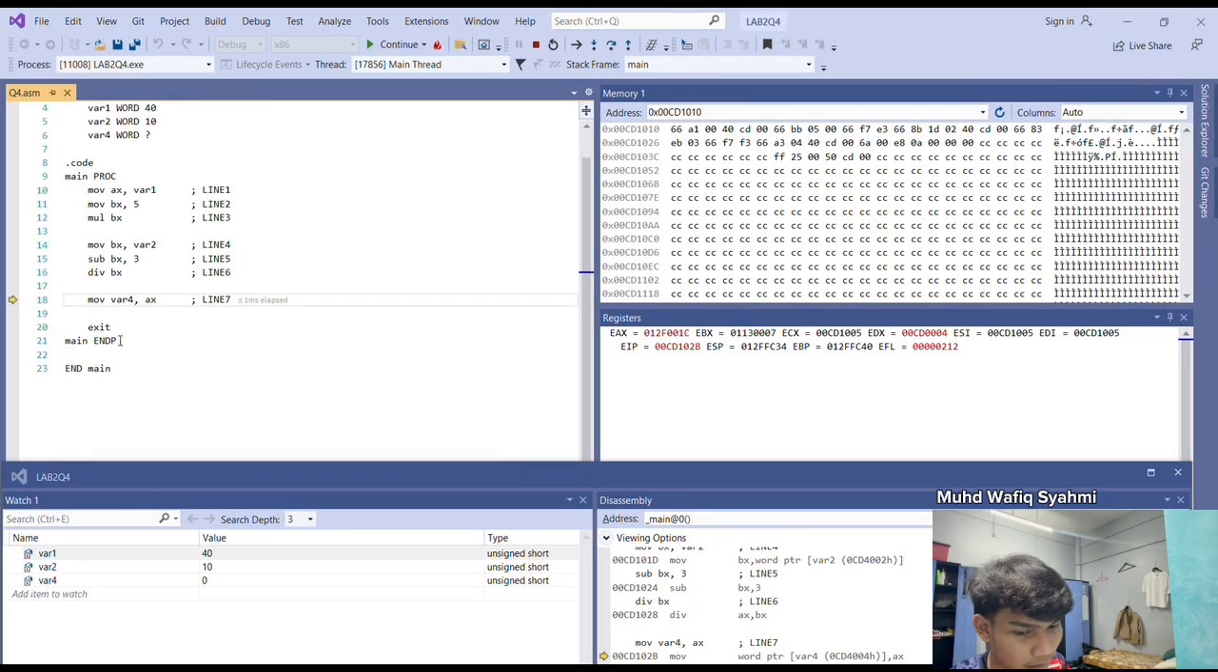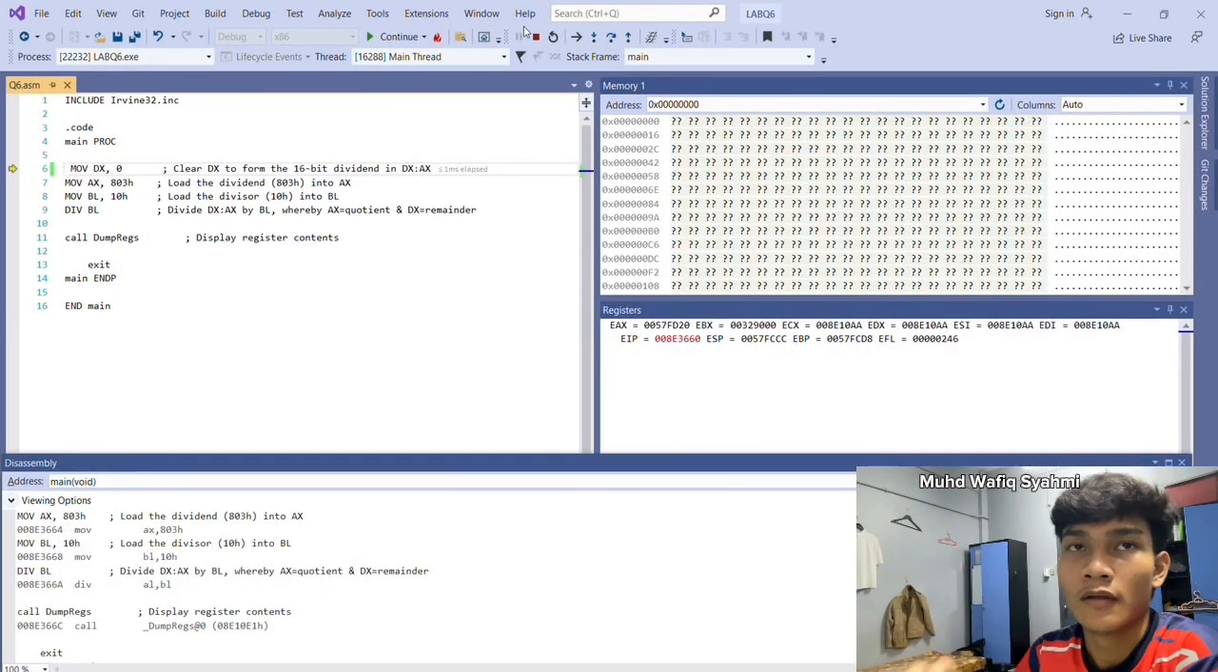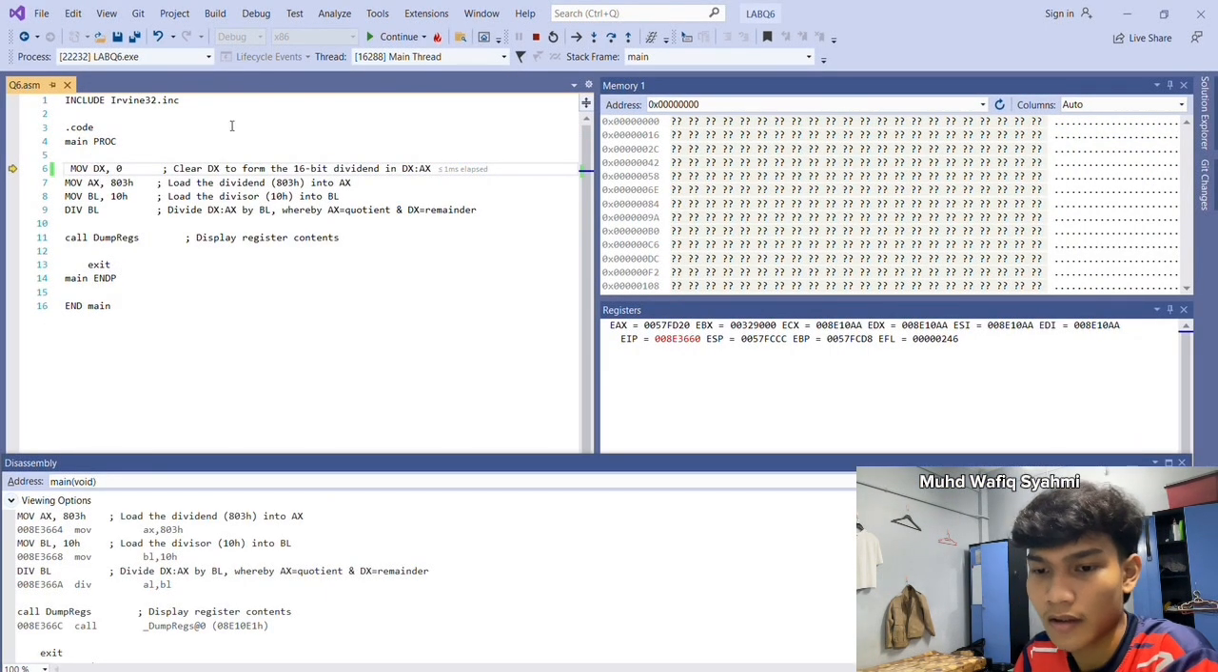Next we move to line 7, which shows mov var4, AX. Since AX equals 28, after execution we get var4 equal to 28. Then last but not least, we execute the last line. After we execute, the window shows that var1 equals 40, var2 equals 10, and last but not least var4 is equal to 28. Okay, so we move to question number 6.